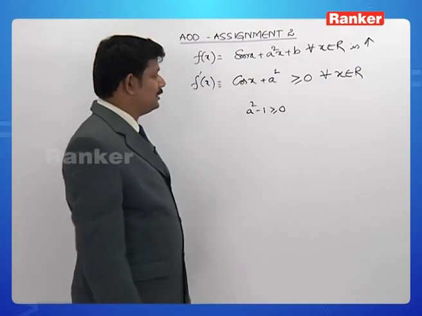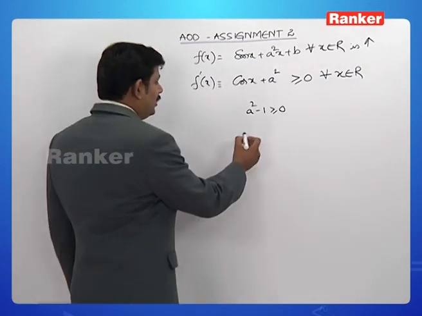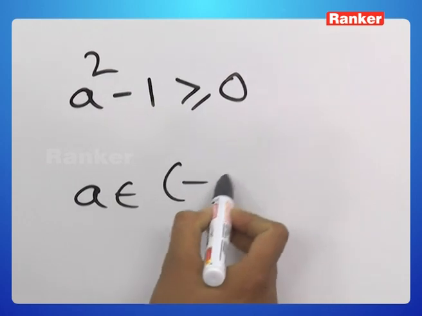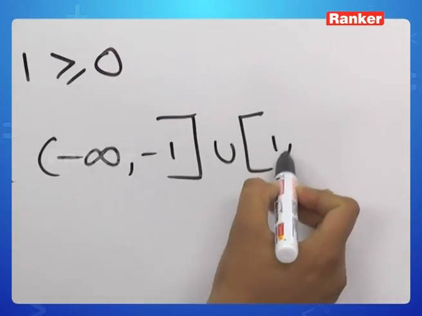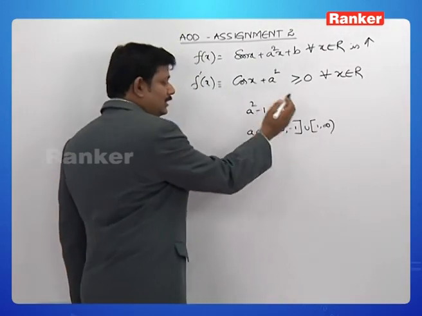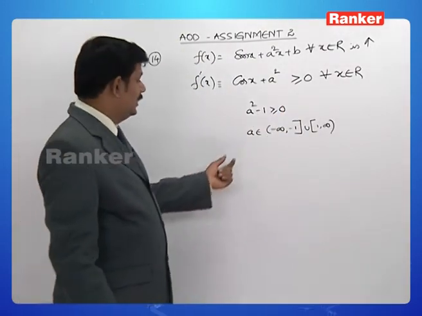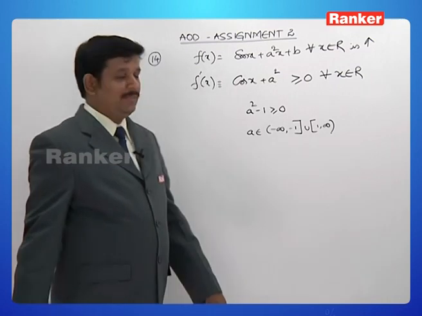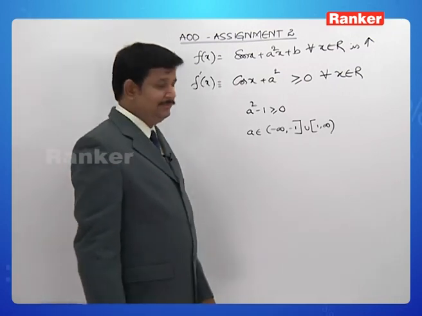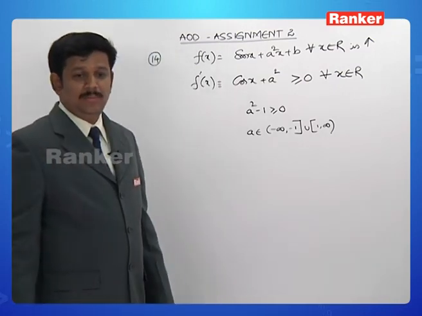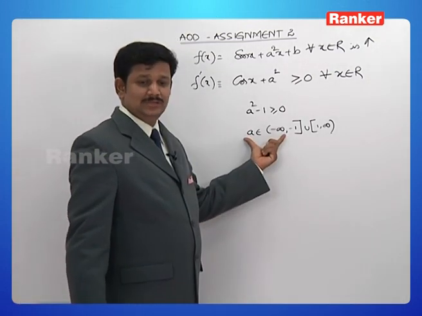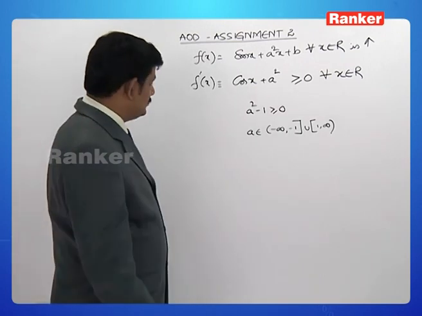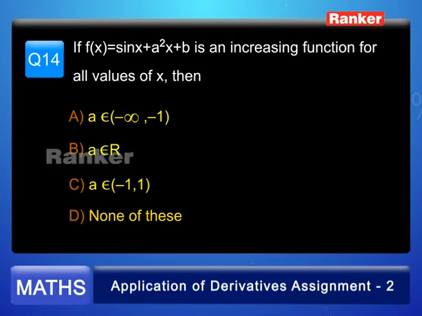So a square should be greater than or equal to 1, or a should belong to minus infinity to minus 1 closed interval union closed interval 1 to infinity. Among the available options, a subset of this is given in one of the options, which is answer A. So A is the right answer for this question.